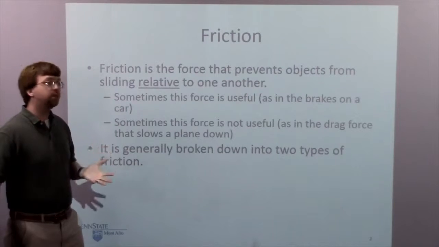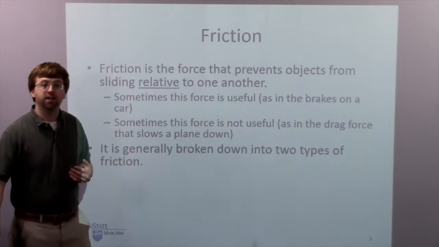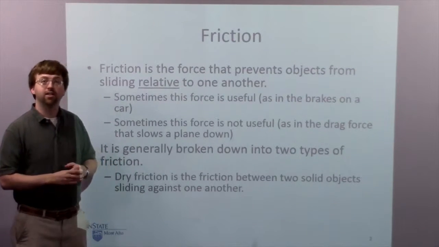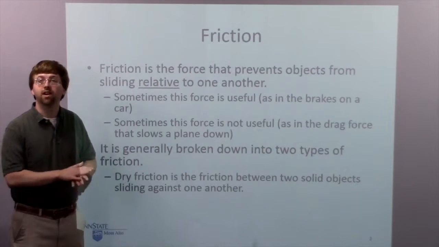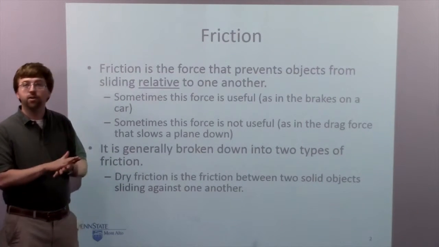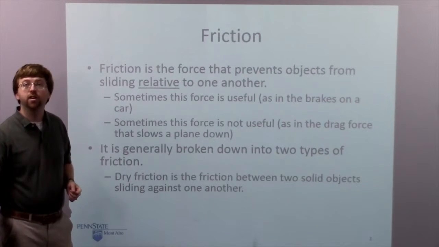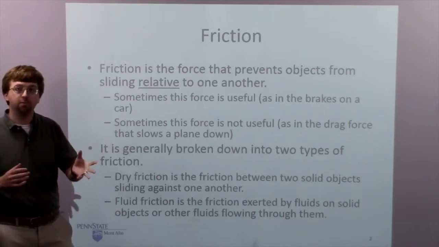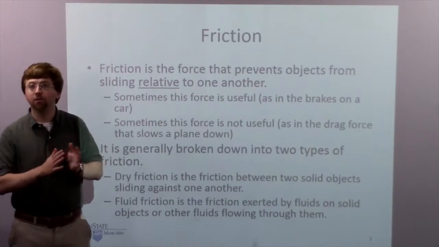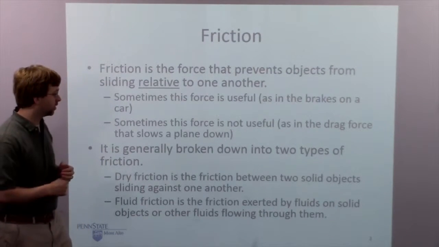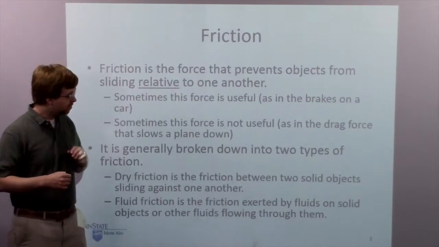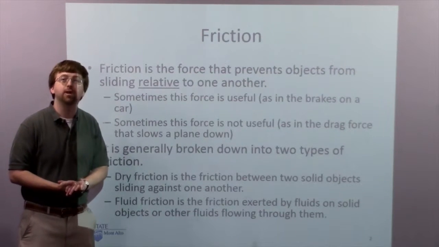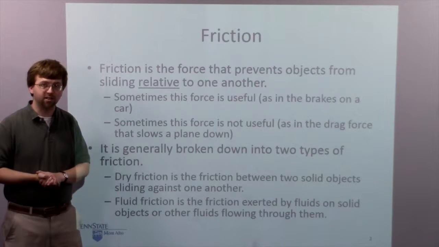Generally, we're going to break friction down into two types. There is dry friction, which is the friction between two solid objects sliding relative to one another, and they need to be in direct contact with one another. So if we have two solid objects in direct contact, we've got dry friction. If there's a fluid involved, that's going to be called fluid friction. Fluid friction is a solid body moving through a fluid, or two fluids working against one another. We're going to be talking about dry friction here in statics. Fluid friction is a very complicated topic that you'll get into if you take a fluid mechanics course.